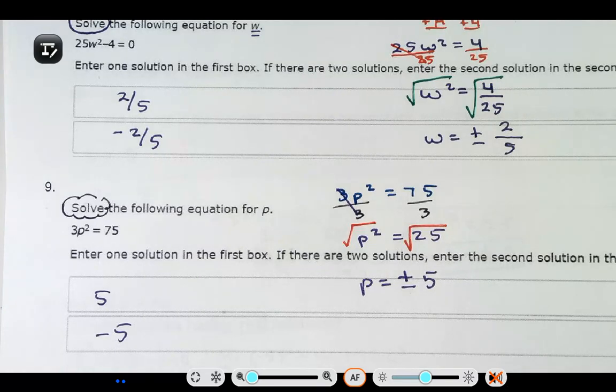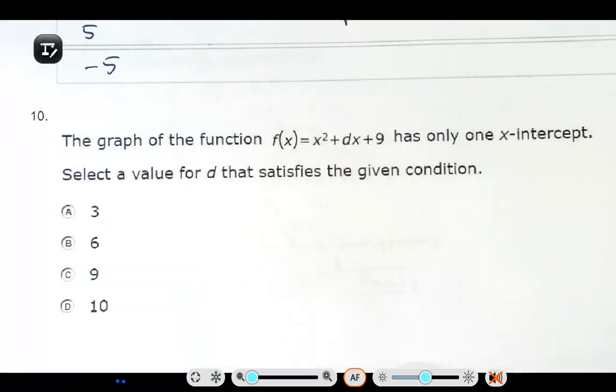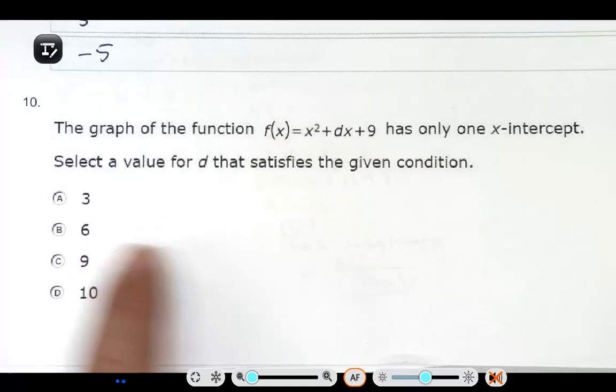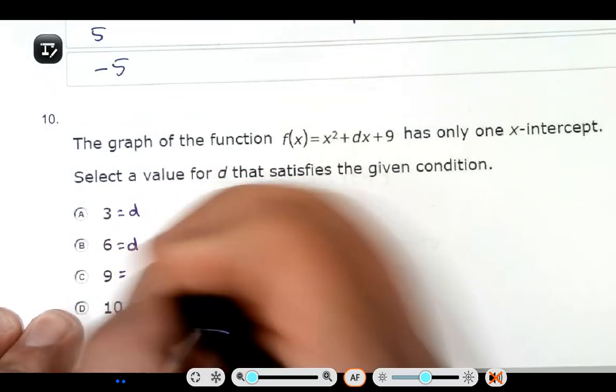All right, last one to check or fix if you needed to. Number 10. The graph of a function, f of x is equal to x squared plus dx plus 9, has only one x-intercept. Excuse me. Select a value for d that satisfies the condition. Okay, look, they're basically saying d equals, d equals, d equals.